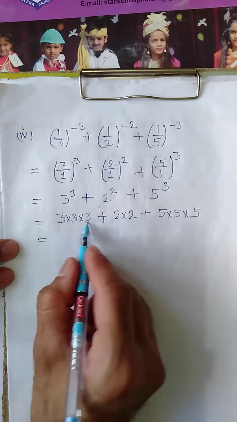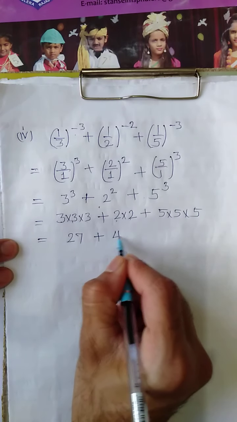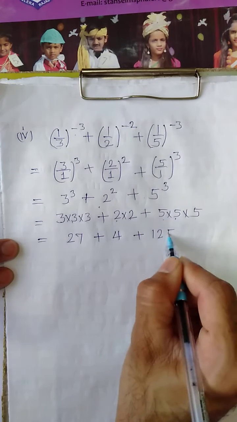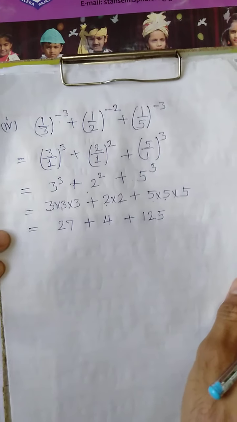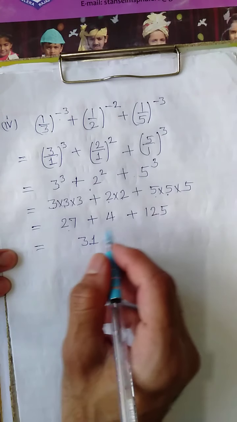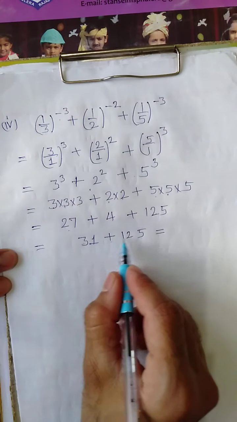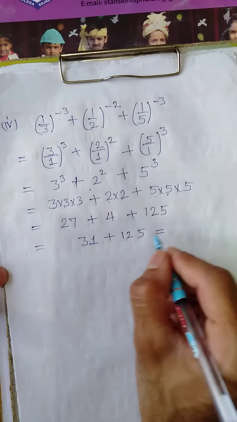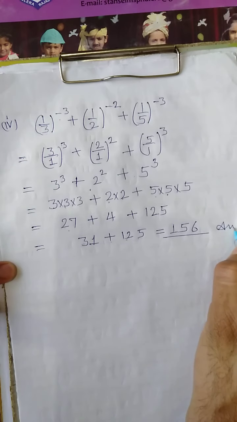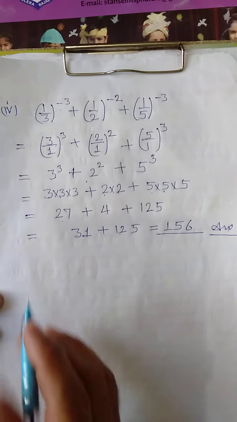3 3 ja 9, 9 3 ja 27, 27 plus 2 2 ja 4, 4 plus 5 5 ja 25 and 25 5 ja 125. So here 125, right? Next is equal to 27 plus 4 is equal to 31, and 31 plus 125. So this will be equal to 156. 5 plus 1 6, 2 plus 3 5 and 1, 156. This is the answer, right? And this is the way to solve such type of problem.